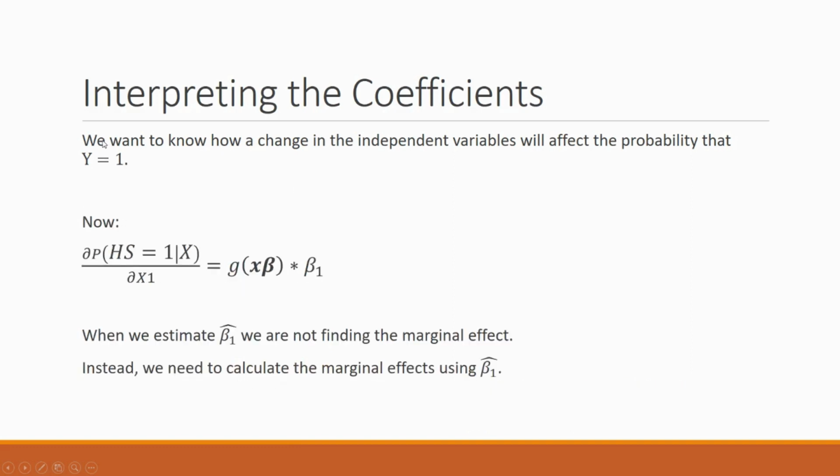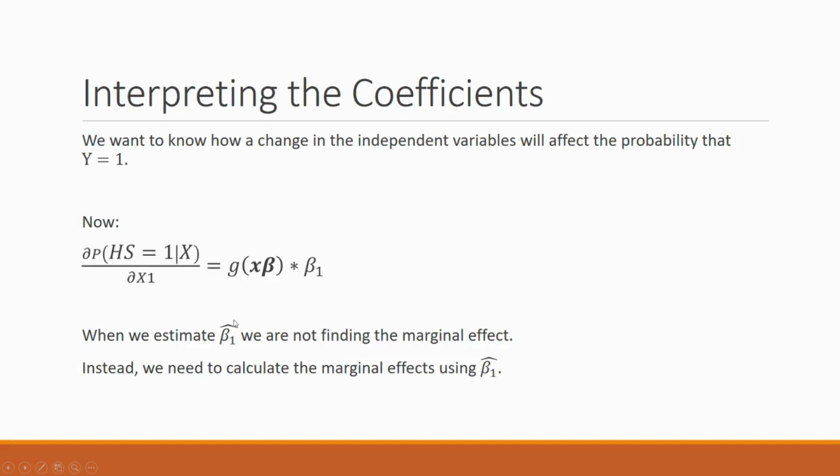Okay, so we want to know how a change in the independent variables will affect the probability that y will equal 1. So what we want to know is this. We want to know the change in the probability given a change in x1. And we know that that will equal this.